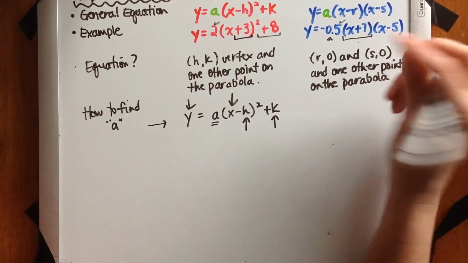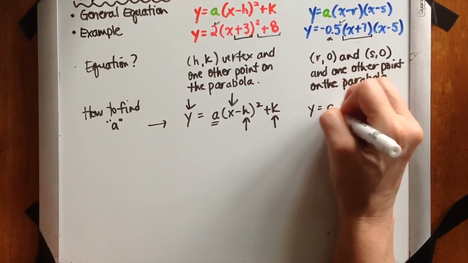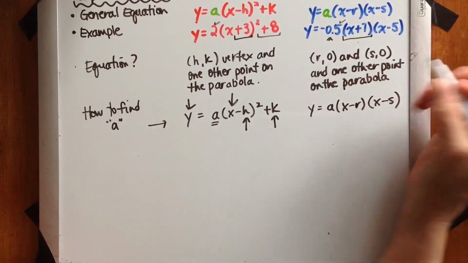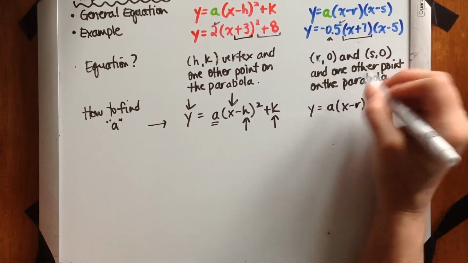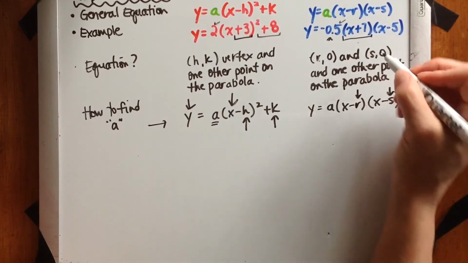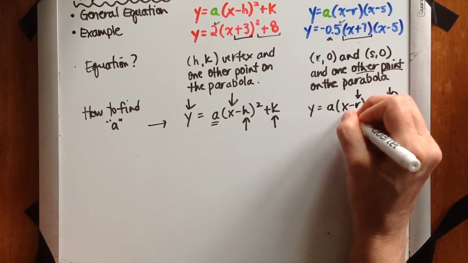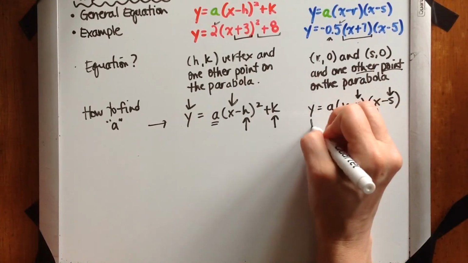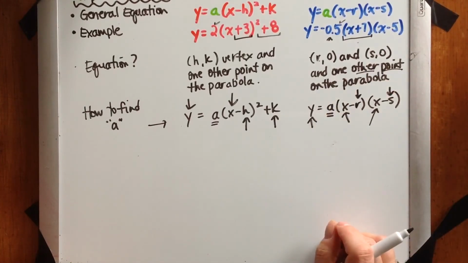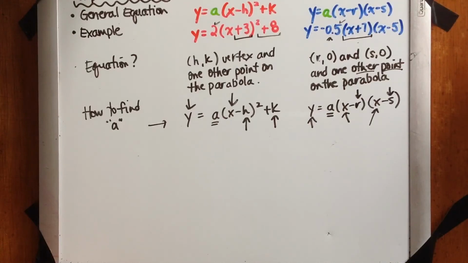How would that help you find the a value and therefore come up with the equation? Well, again, same idea. You can sub in your r value and your s value into r and s respectively in the equation. And you can sub in your other point coordinates, put in the x coordinate in both places here and the y coordinate here. And then you would be left to rearrange and solve for a. And then you could come up with the equation for that particular parabola.